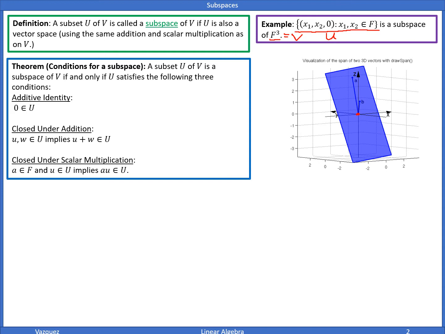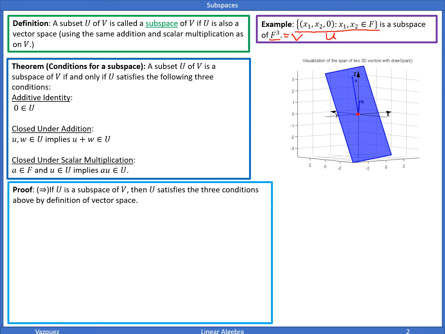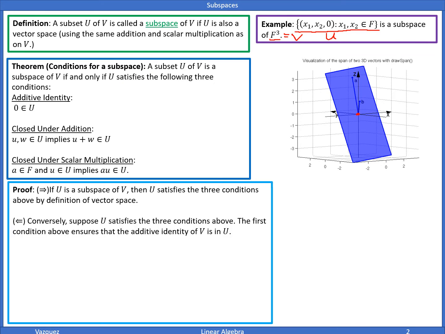What are those conditions, the conditions for a subspace? Well, we can prove that. So first, we're going to prove one direction. If U is a subspace of V, then U satisfies the three conditions above by definition of vector space. Right, so that was a pretty easy one, but the converse takes a bit more work.